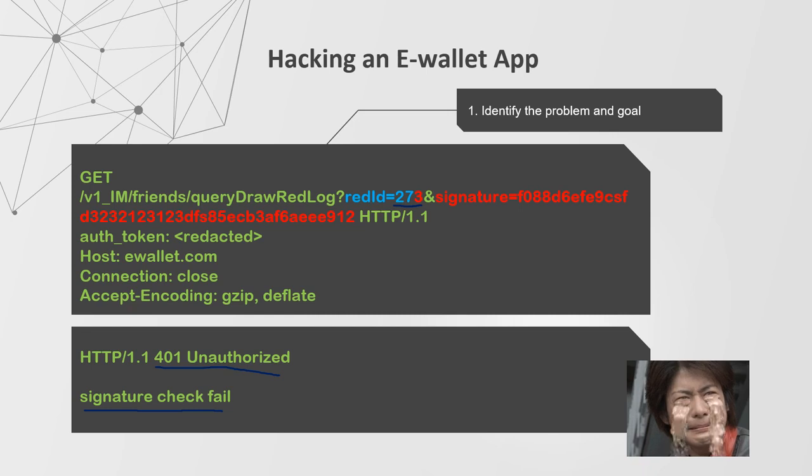And what is the goal? The goal in this instance is trying to find a way to recalculate the signature. Can Frida help? Maybe. Let's give that a shot.